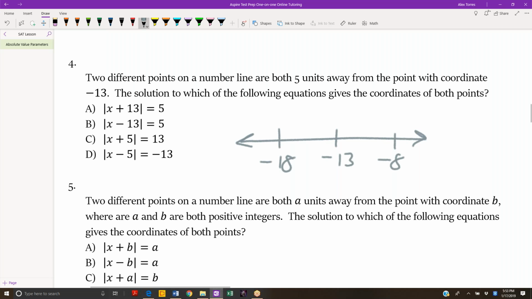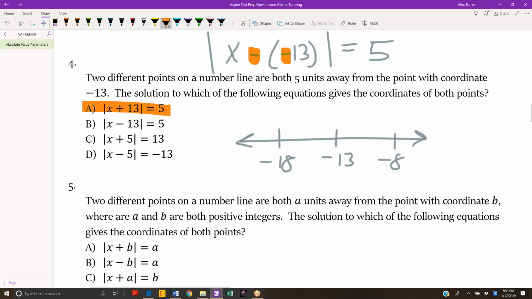And so the distance between any number and negative 13 is the absolute value of x minus negative 13. That's the expression for the distance between any number and negative 13, and that's equal to 5, because that distance is going to be 5. So now that double negative becomes a positive, so it's the absolute value of x plus 13 equals 5.